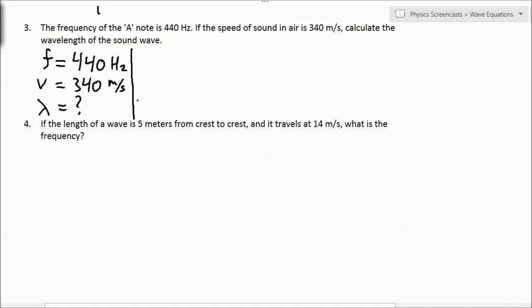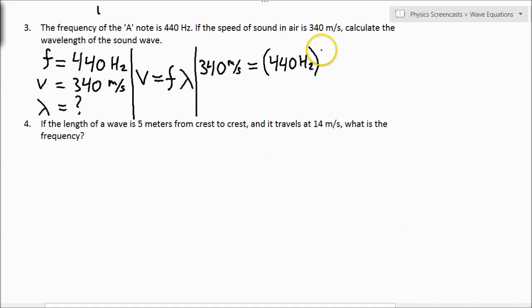It's a Greek letter. The equation for this is that velocity of a wave is equal to the frequency times the wavelength. Just that simple. So when we have our givens and our unknown, we plug in our numbers and we find that 340 meters per second is equal to, and I like to use parentheses to keep everything organized, our 440 hertz, which as we remember means per second, multiplied by our wavelength.